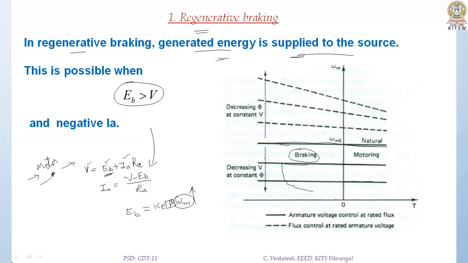The other way we can do braking operation is, let us say, decreasing the flux at constant voltage. Then what happens? The speed will be greater than the rated speed. We know that speed and flux are inversely proportional. This we'll also discuss in detail in the next topic of speed control methods. And in that case, the characteristics will be upwards.